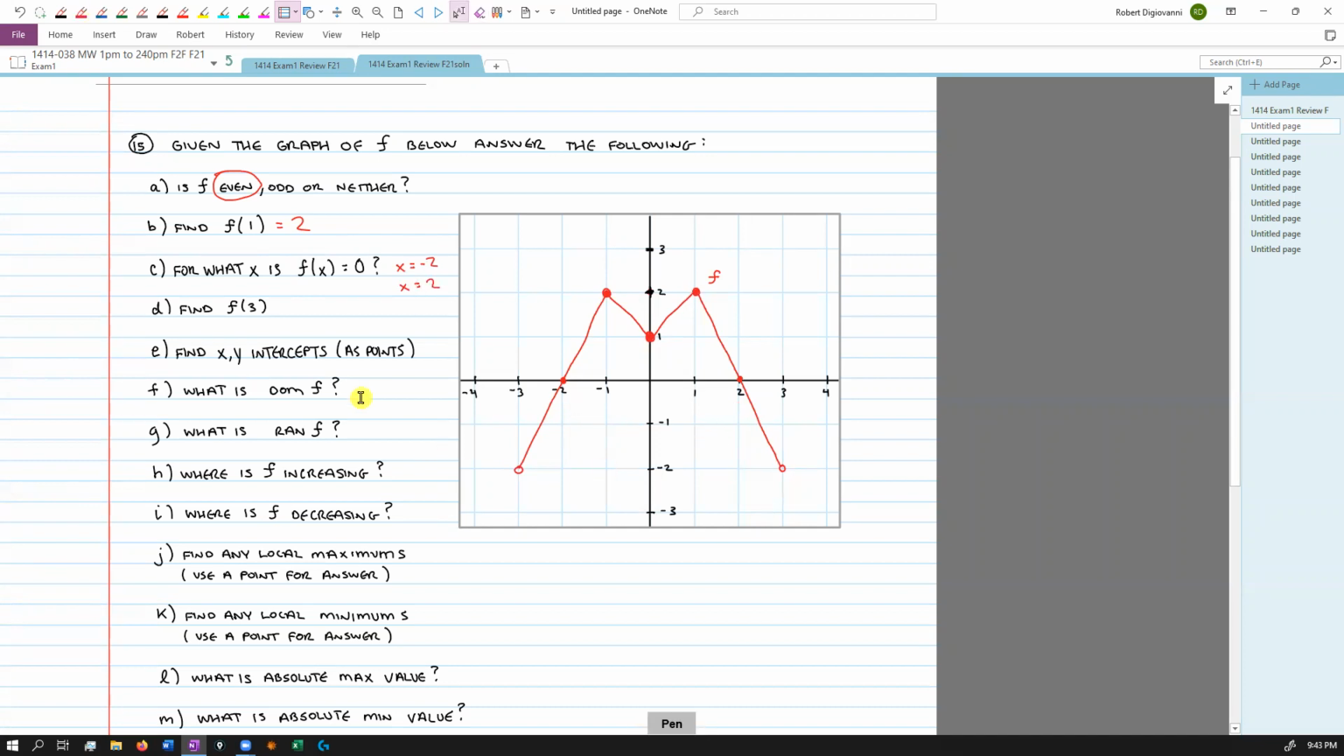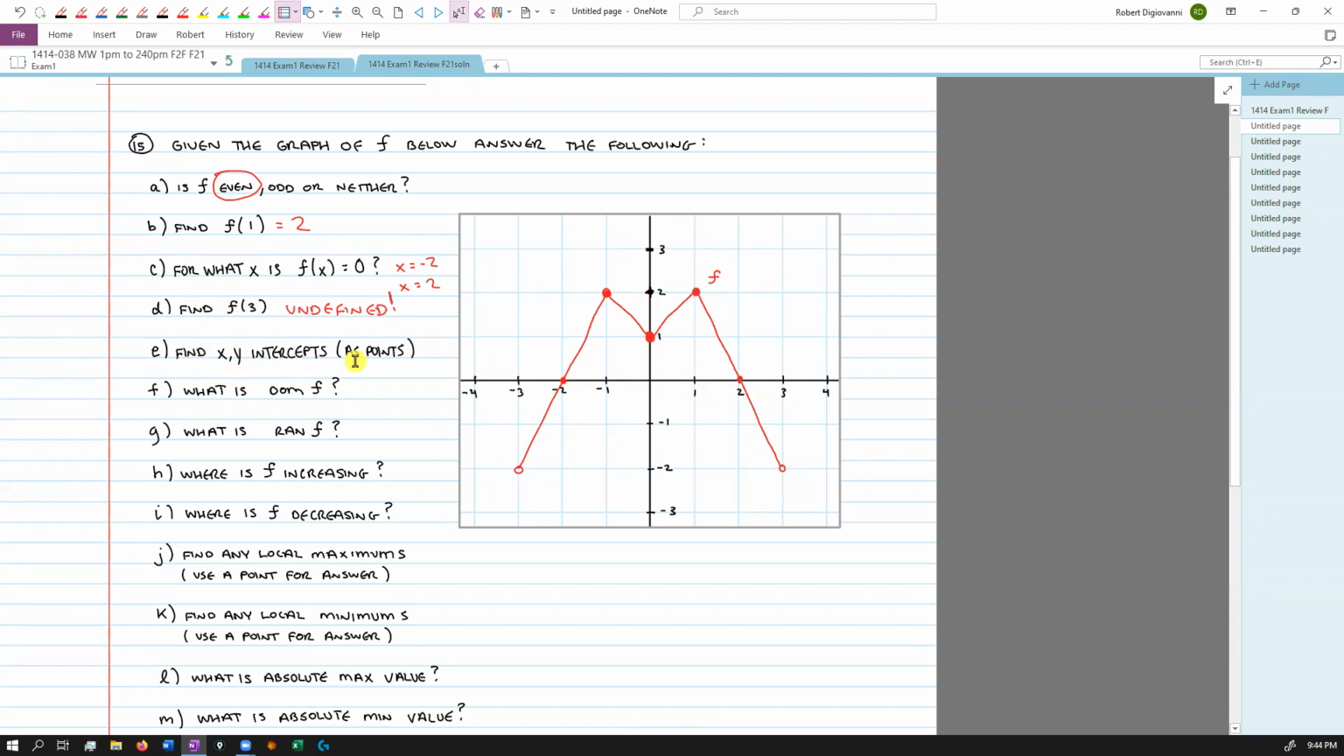Okay, now it says find f of 3. That means plug 3 into the function, tell me what comes out. So if we plug in 1, 2, plug in 3, and then we look down here, we have an open circle. That means it's undefined there. Tricky, try to trick you. It's undefined, all right? You don't need an exclamation point.